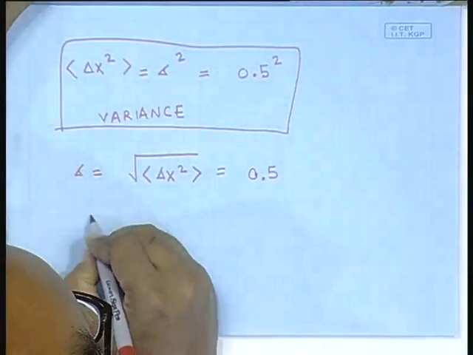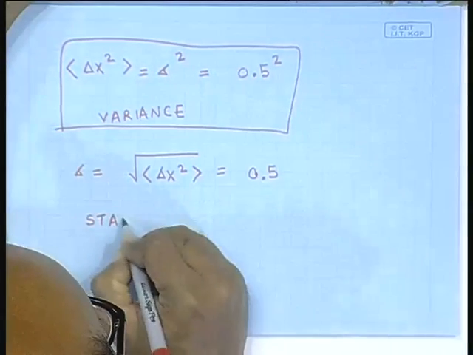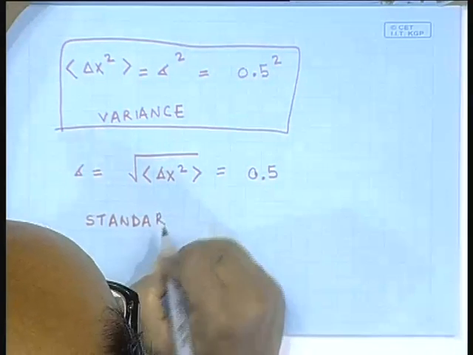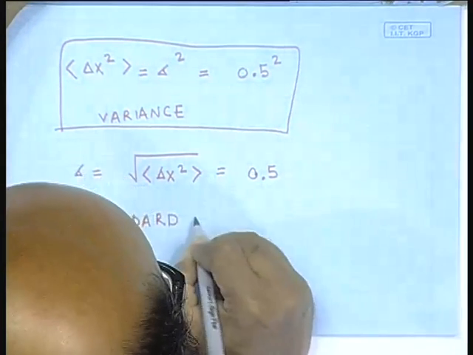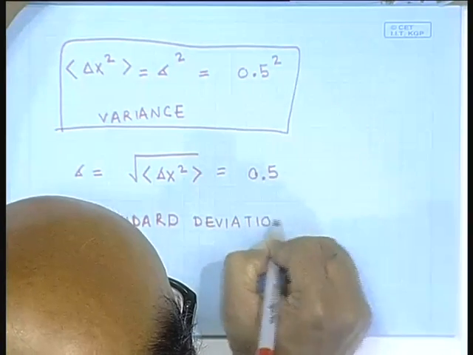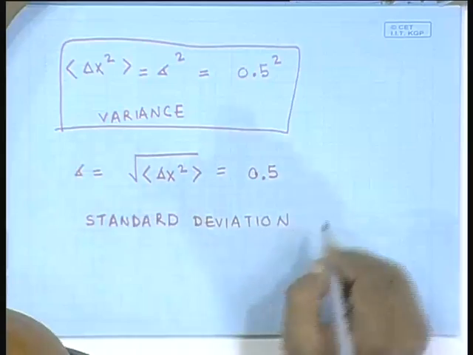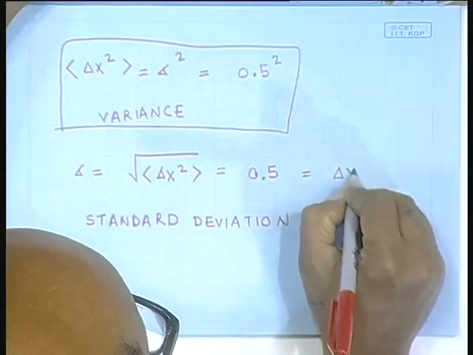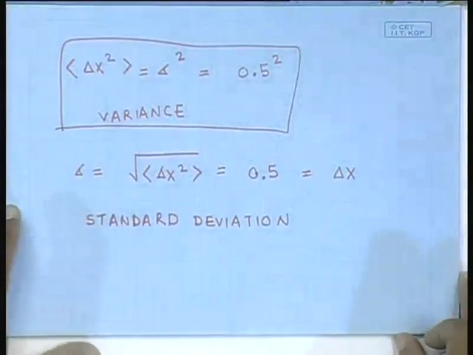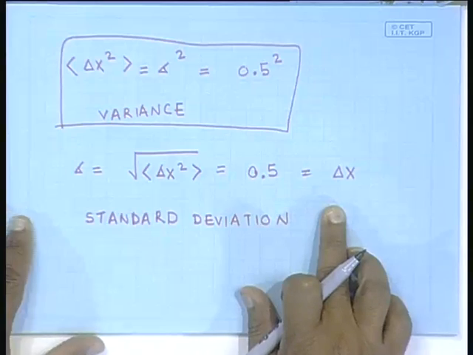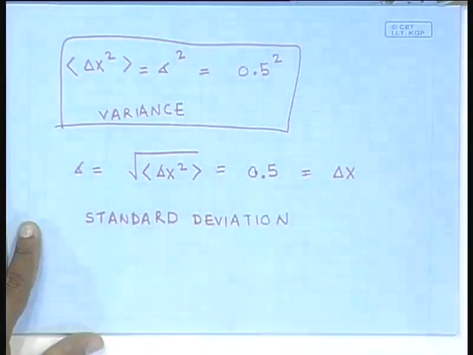So, this is called the standard deviation, and it quantifies the uncertainty. We can also use delta x to denote this. It quantifies the uncertainty in the outcome. So, it tells you how much of a deviation you expect from the mean value, and in this particular case, for the biased dice, it is 0.5.